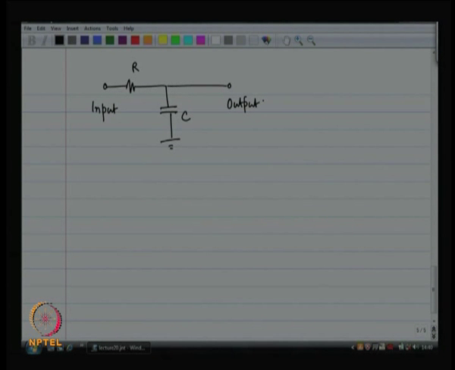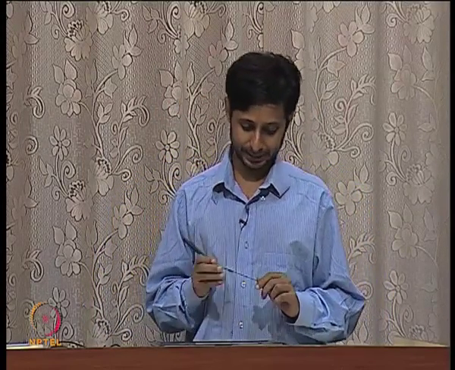What noise will you see at the output? This is the question. To do this, we have to replace the resistor with its equivalent model, which has a noiseless resistor and the noise voltage source, and then we have to work our way. So, let us see what can be done.